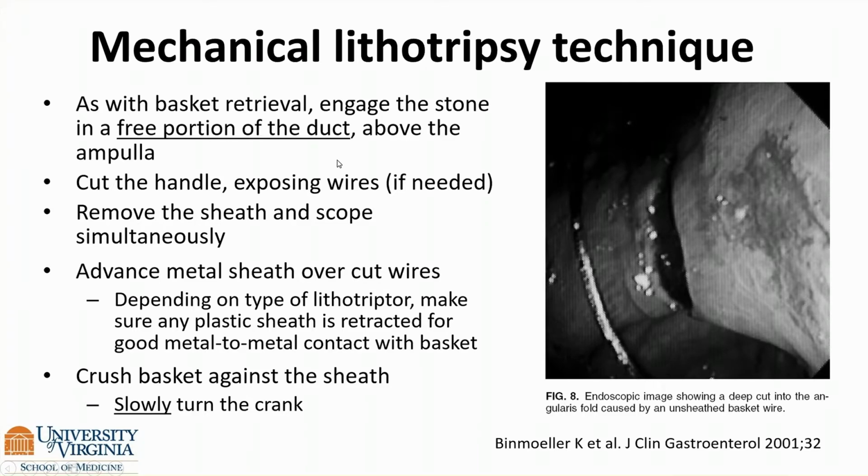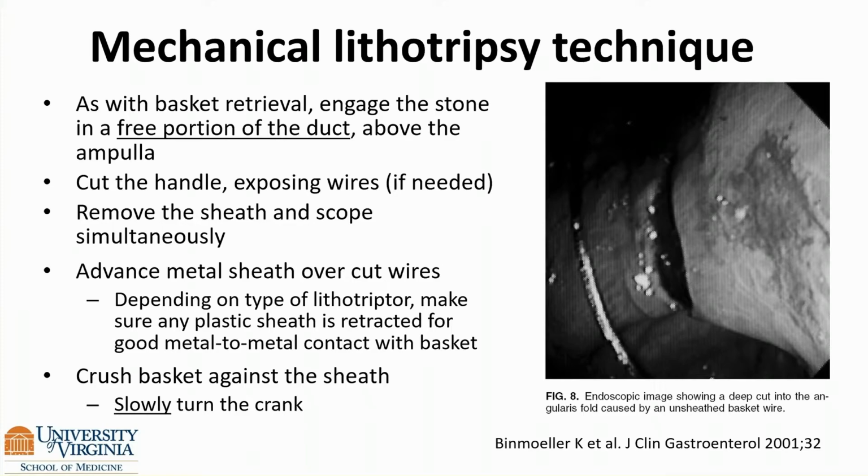So in general, in patients where a basket requires more help, make sure that after grabbing the stone, you cut the basket at the handle, exposing the wires, if that's the type of lithotripter you use. Remove the sheath and the scope simultaneously. Then you advance the metal sheath over the cut wires.